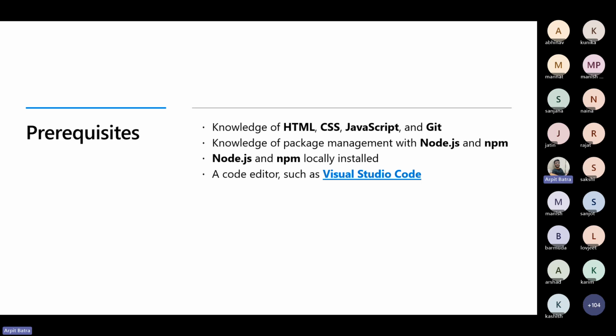Prerequisites. There are four prerequisites. The first one is knowledge of HTML, CSS, JavaScript, and Git. The second one is knowledge of package management with Node.js and npm. The third one is Node.js and npm locally installed. The last one is a code editor such as VS Code, also known as Visual Studio Code.